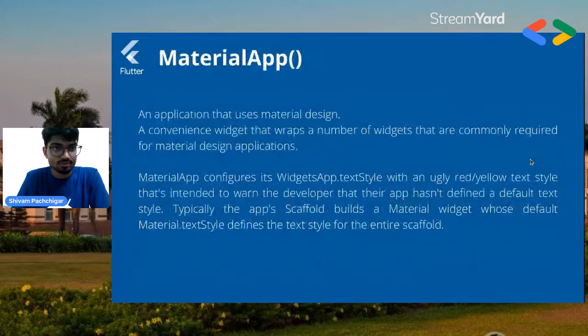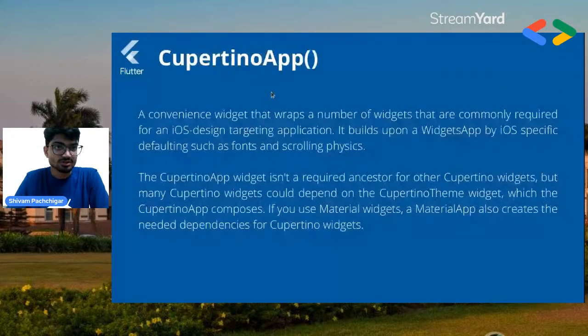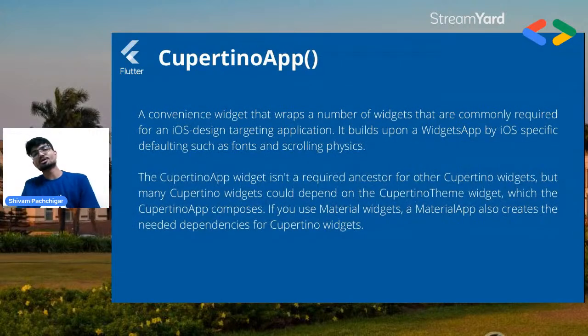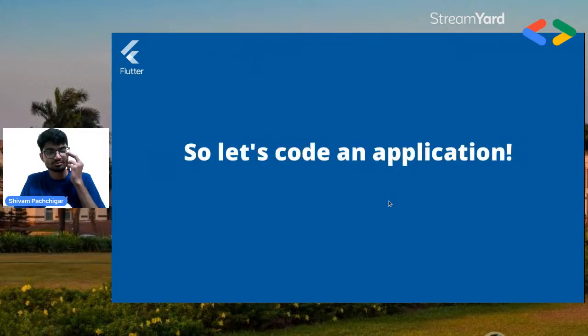On the iOS side, in place of material app, we have Cupertino app, and as a replacement of scaffold, we have Cupertino page scaffold. And if you want to use an iOS specific widget inside your material app, then yeah, you can do that. There's no restriction.